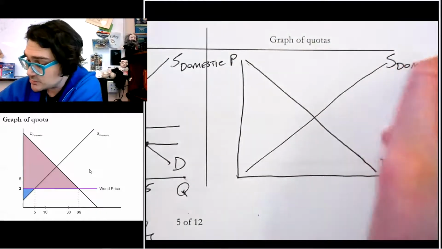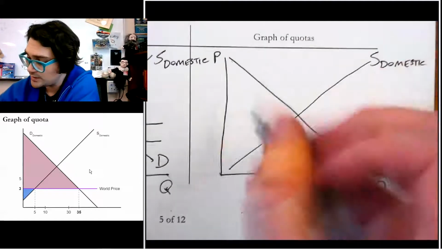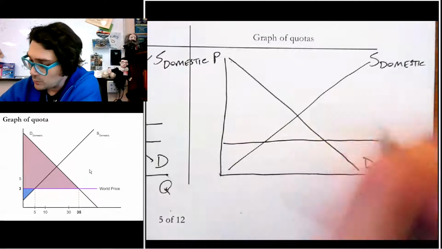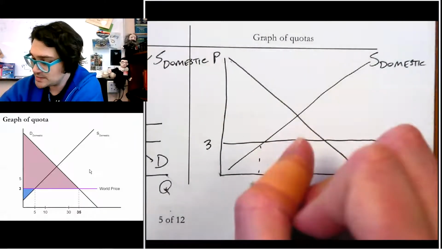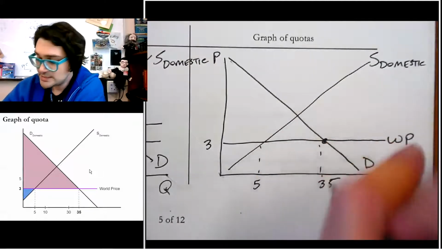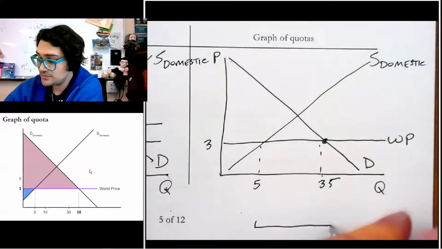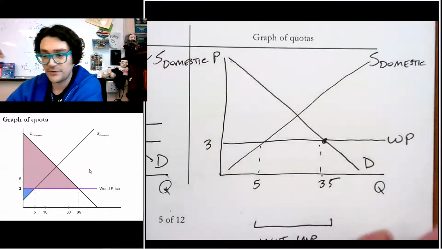Supply domestic, once again, and we'll use the same numbers as we did before. And we'll say there's this world price of 3, and that corresponds to 5, and that's 35. And so again, at the outset, the initial amount of import is 30.